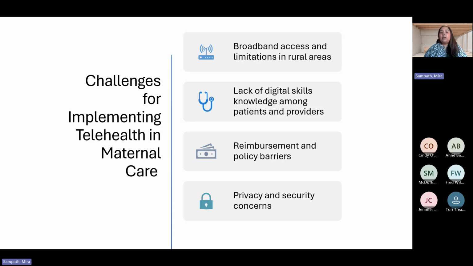Because I feel like there is a lot out there talking about the benefits, and of course we do need to talk about that. But the reality is when you're trying to implement telehealth or some kind of initiative, it's really, really important to consider what challenges you might face. And oftentimes I think that becomes a big barrier for people wanting to implement it. So, what are the challenges for implementing telehealth in maternal care? They're not unlike the challenges for implementing telehealth in other contexts as well.